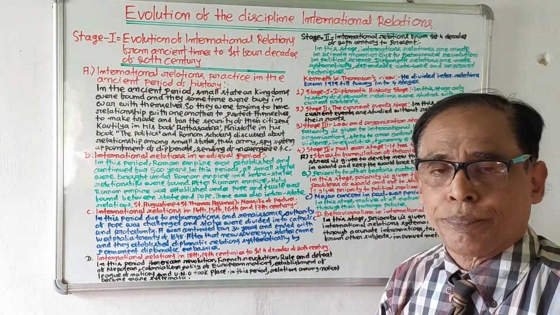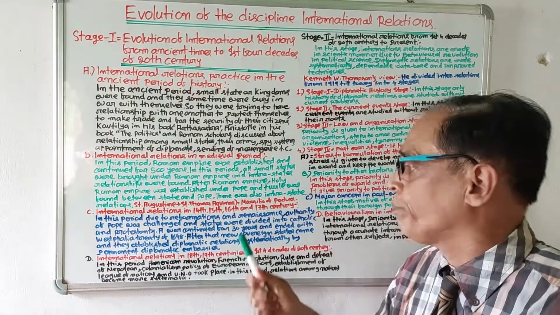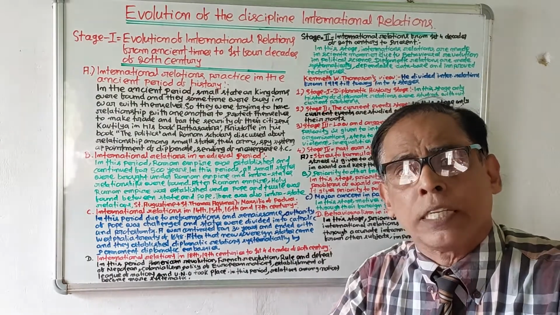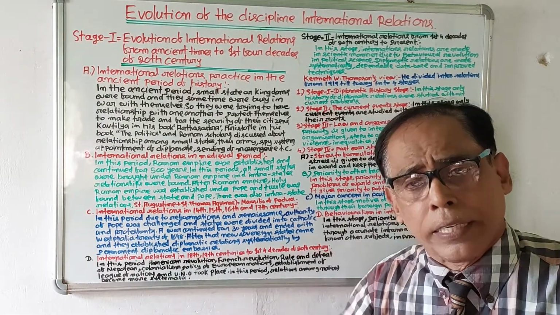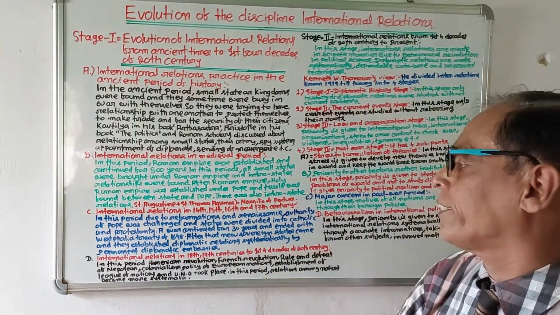In this period, the Reformation movement came, and the Renaissance came. So when the Reformation on one hand and the Renaissance on the other hand came, the authority of the Pope was challenged.